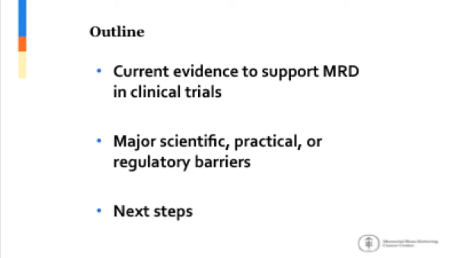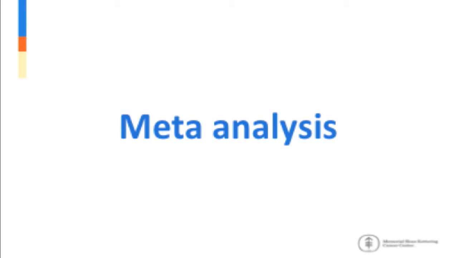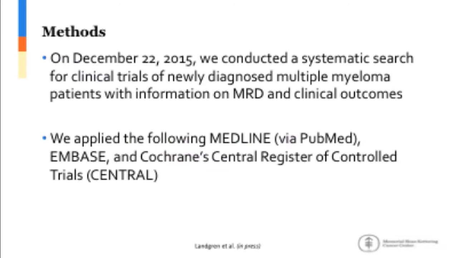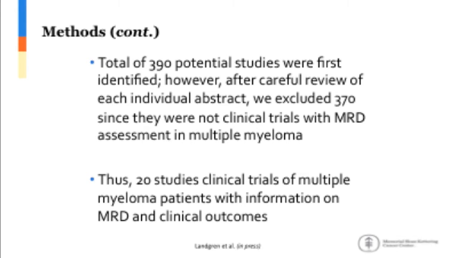So to start off, for present evidence to support the role of MRD in myeloma, we have just completed a meta-analysis. It just came out today in the journal Bone Marrow Transplantation. It's available online. The methods for this paper are summarized briefly on this slide. We conducted a systematic search for clinical trials in collaboration with the National Library of Medicine at the NIH, and we applied searches in Medline, Embase, and the Cochrane Central Registry for Controlled Trials. A total of 390 potential studies were first identified, and these were carefully reviewed manually.